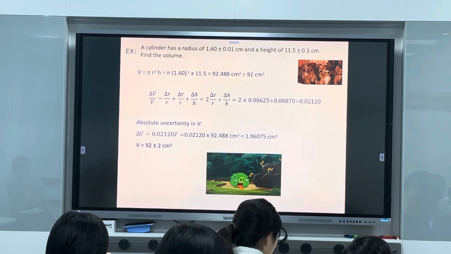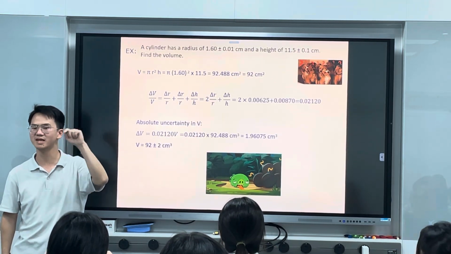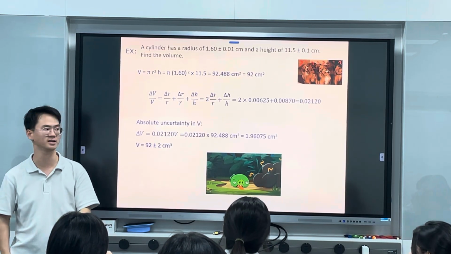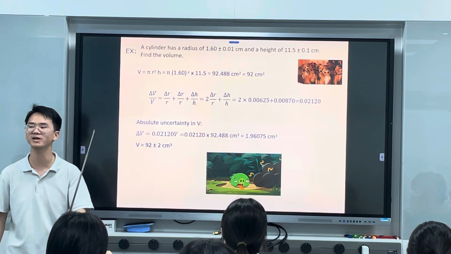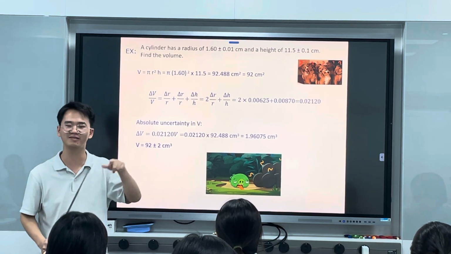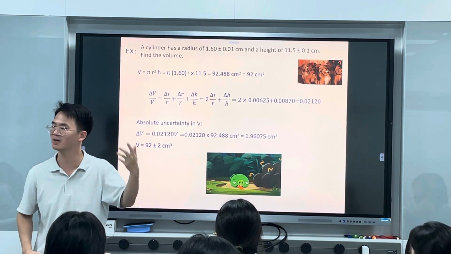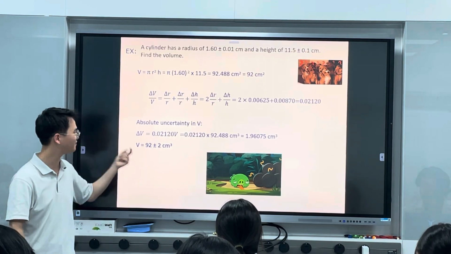Oh, by the way, don't round it in any of the intermediate steps. Save the value in your calculator, and then write the final answer, and do the rounding only at the last step. Because if you round at each step, then the error is going to be greater and greater and greater. Does that make sense? Only round it at the final step.